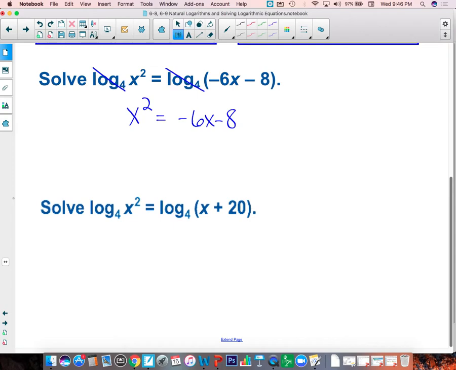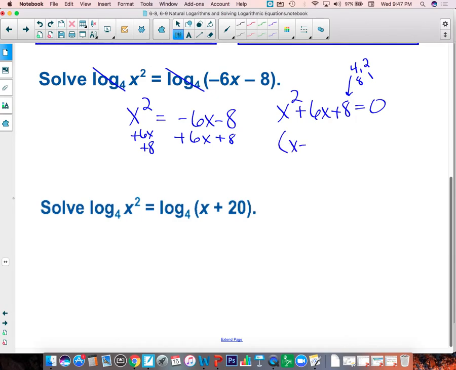All right, so I'm going to take these on the right-hand side and move them over. And then I'm going to rewrite it like a quadratic, because that's really what this is. And then we're going to look at that and see if we can factor it. What two numbers multiply to give me an 8? So if I listed factors of 8, that would be 4 and 2, 8 and 1. Which two of those are going to add to give you that 6? It's the 4 and the 2.